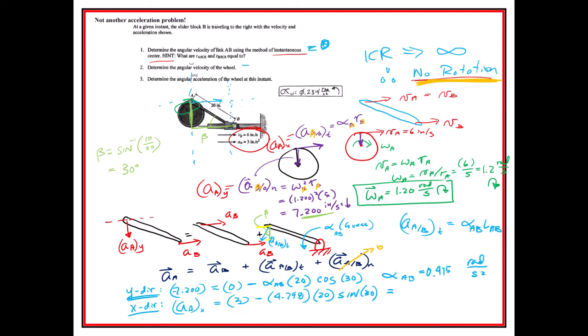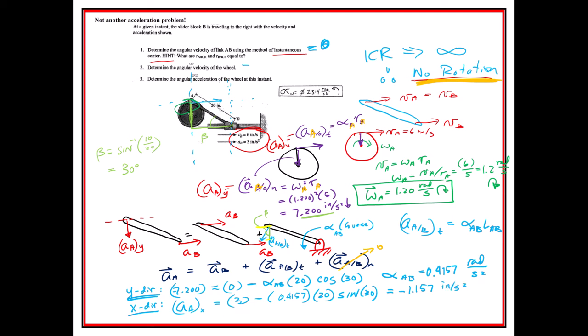4157, right? So 0.4157 times 20 times the sine of 30, right? And then I subtract out. So, okay, I get a negative 1.157. This is inches per second squared.